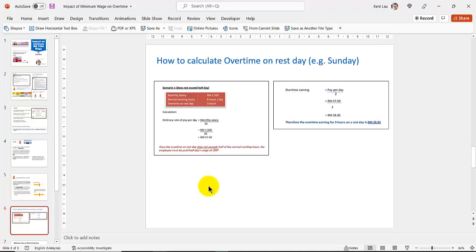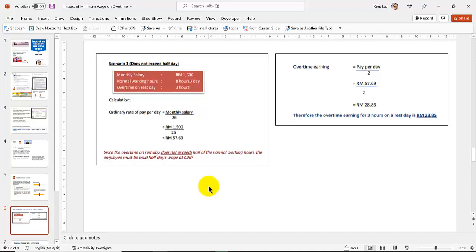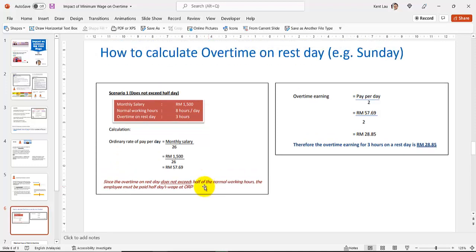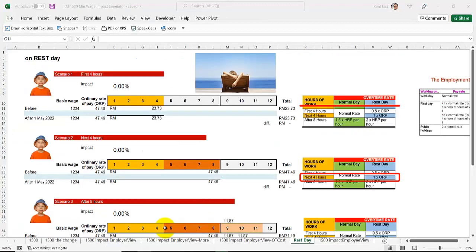And there is another example of how to calculate it. On a Sunday, the ordinary rate per day, you can divide by 26 days, and then you get the daily rate, 57. So if your salary is 1,500, the overtime will be this. So that's great. Now you have this basic idea. Now let's look at this.